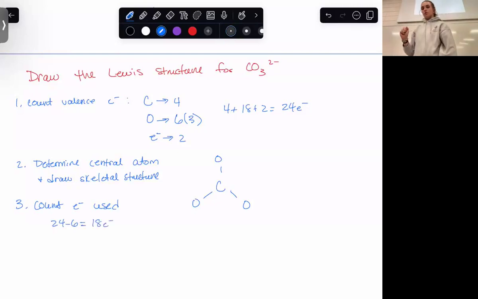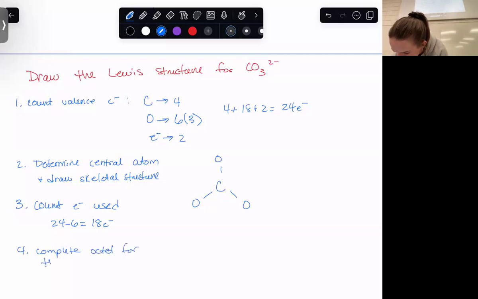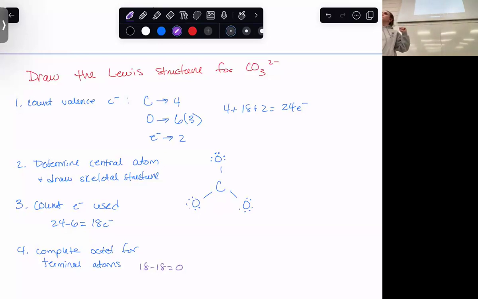We have 18 valence electrons. Where did those valence electrons go? Good, we go outside to our terminal atoms. And that's going to be completing the octet for terminal atoms. How many electrons did we use for our terminal atoms? We used 18. So we have 0 left over. Is this our structure? Why?